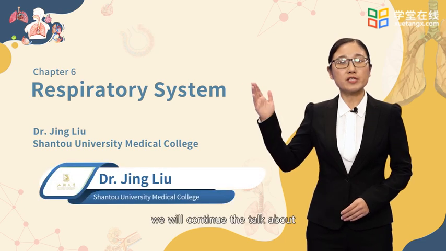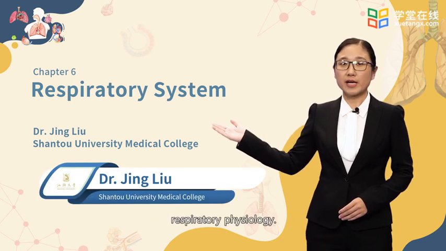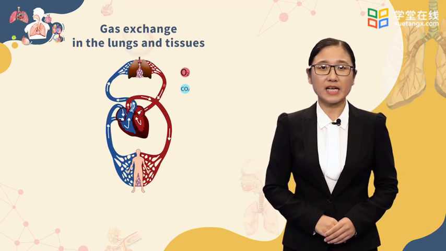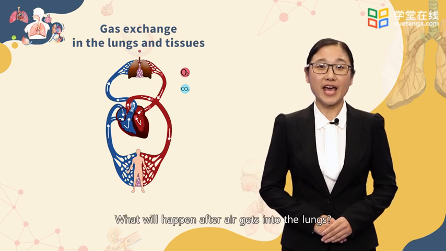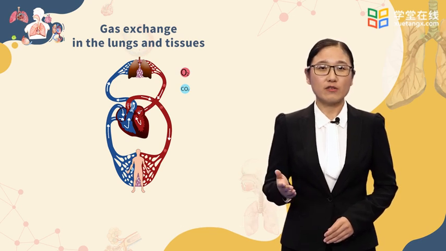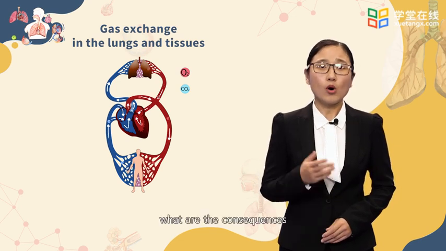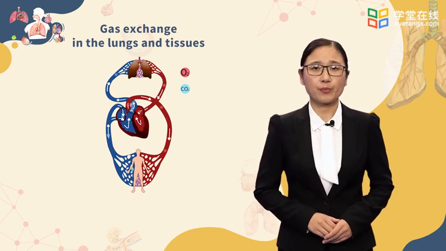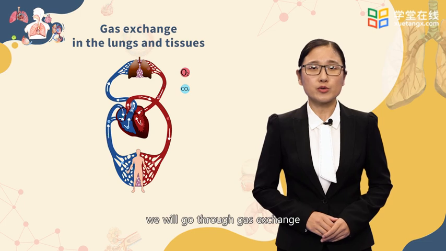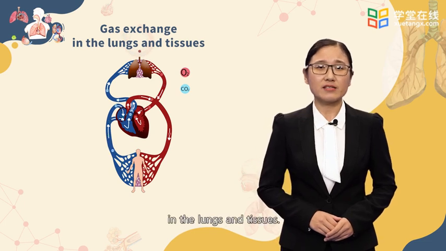Today, we will continue the talk about respiratory physiology. We have covered the mechanism and evaluation of breathing. What will happen after air gets into the lungs? For patients with asthma, what are the consequences of obstructive air flow? Today, we will go through gas exchange in the lungs and tissues.